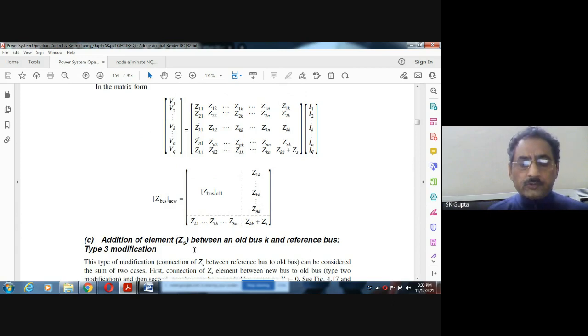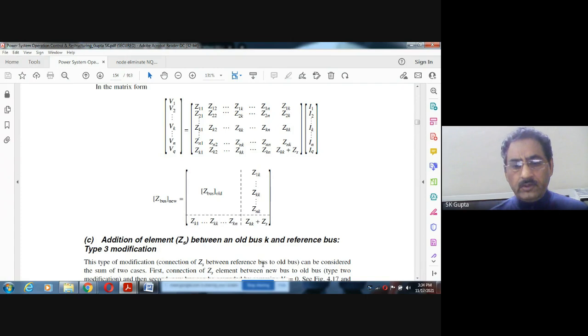Now you see, when a transmission line is added between the old bus and the reference bus, we can bifurcate this modification into two parts. In the first, a transmission line is added between the old bus and the new bus, and in the second, the new bus is grounded. So in place of saying the transmission line is connected from the old bus to the reference, we say a transmission line is added between the old bus and the new bus, and then the new bus is grounded. So this modification will take place.